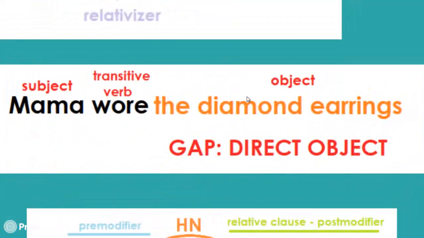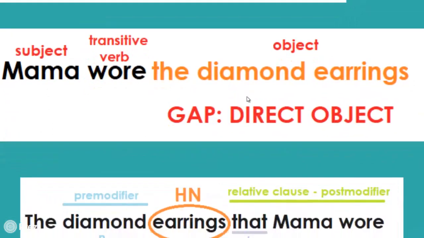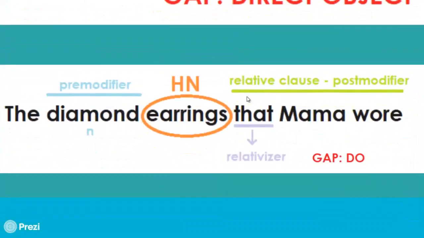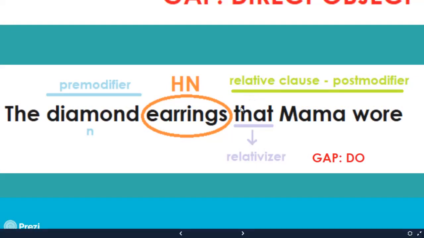Please note, we have a head noun, which is in this case earrings, premodified by the noun diamond, and postmodified by the relative clause that mama wore. Please check that in this case our relativizer is the relative pronoun that, and the gap is the one of a direct object. Why? Because mama wore the diamond earrings.